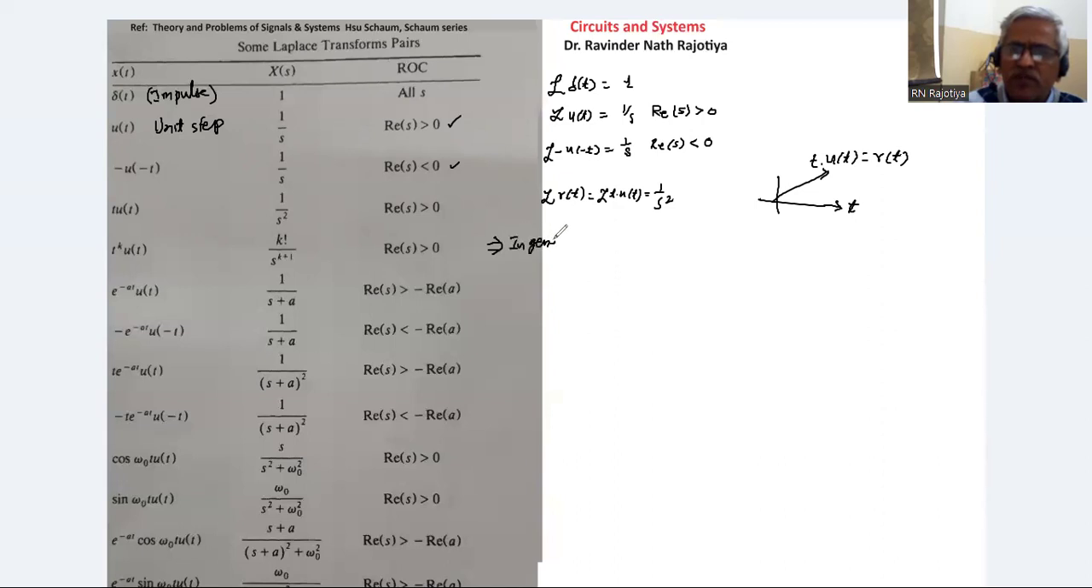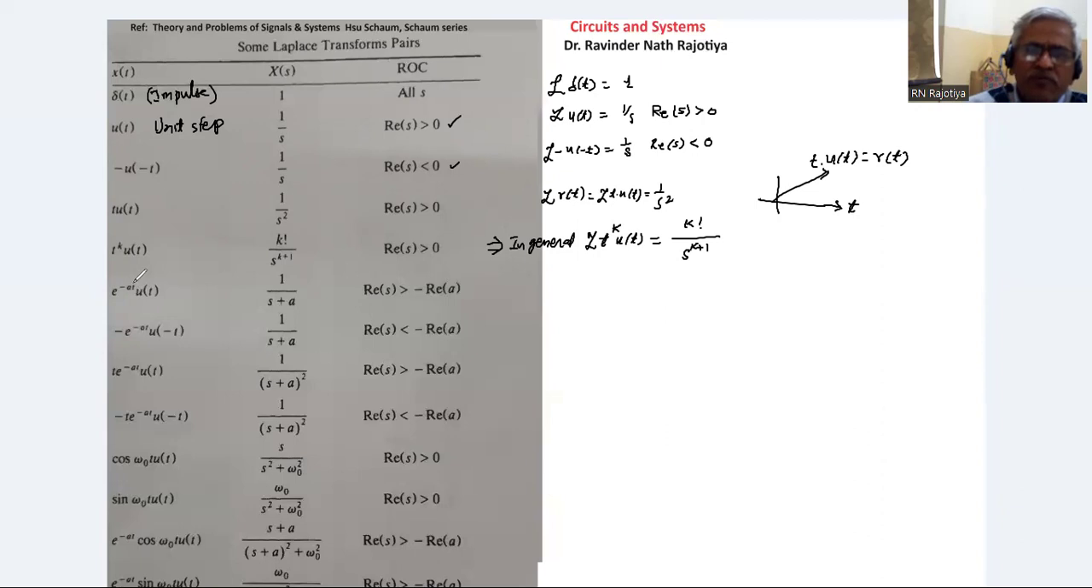In general, the Laplace of t to the power k for a unit step, positive sided, one-sided function is equal to k factorial, whatever is the power of t, divided by s to the power k plus 1, for which the ROC is real part of s greater than 0.